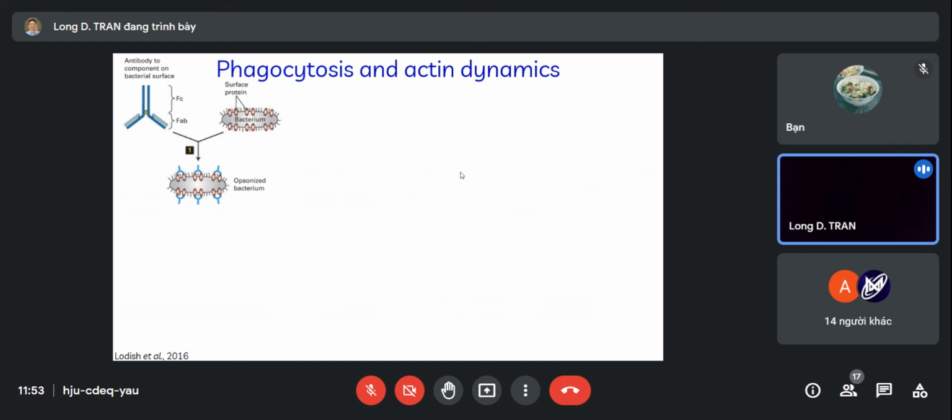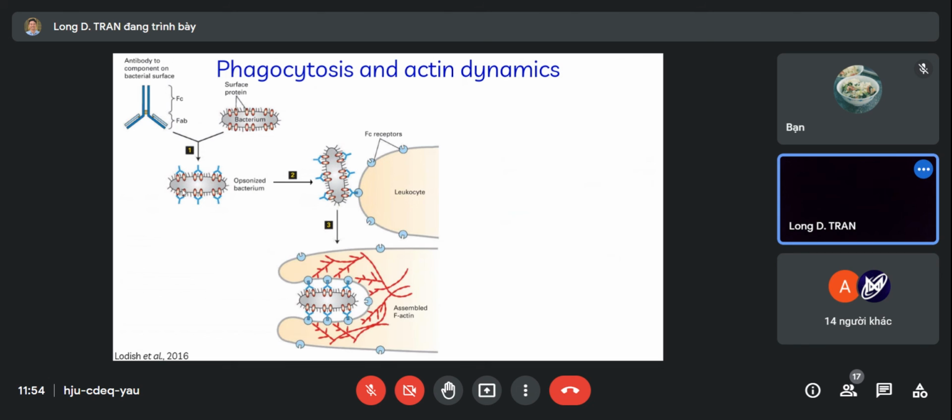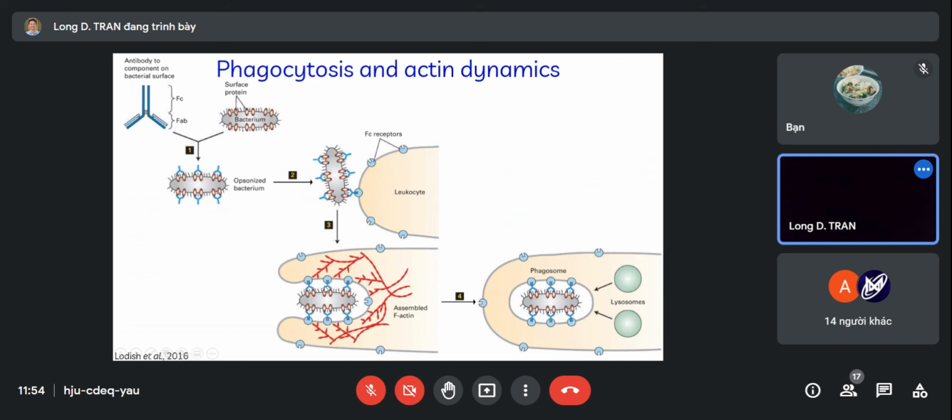It's also involved in phagocytosis, when bacteria are recognized by antibodies, and the leukocyte with the receptor for the antibodies on the cell surface attacks the bacteria, and then the Arp2/3 complex is activated and leads to the formation of the phagosome.